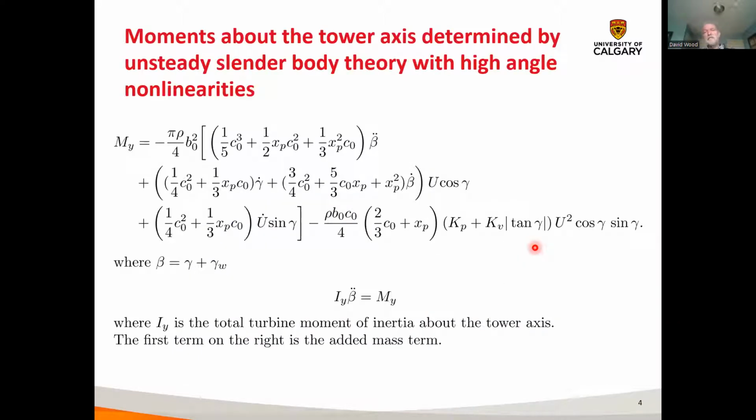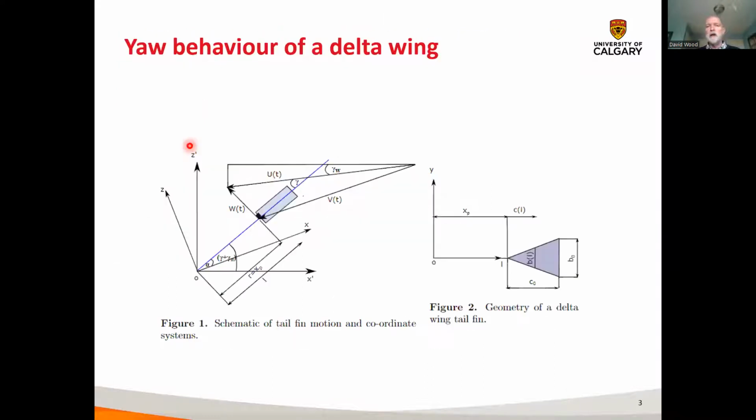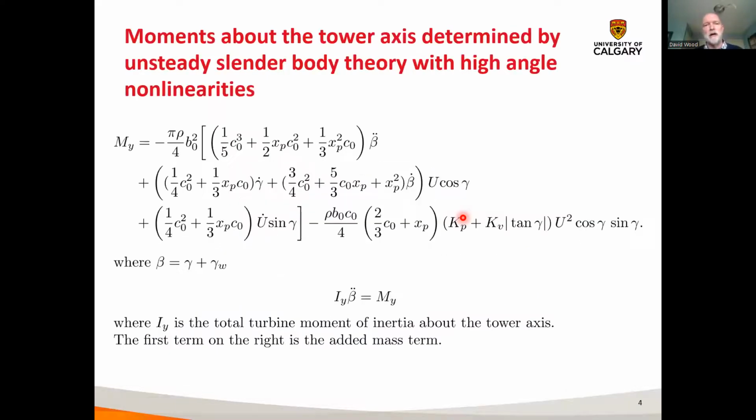So if we take unsteady slender body theory and we use it to work out the moments about the tower axis due to the unsteady yaw, that's what we get. You can see terms involving C0, XP, and somewhere there should be B0. Yeah, those are the geometric parameters of the tail fin. So B0 is its span, C0 is its chord, and XP is the distance from the tail fin to the tower axis.